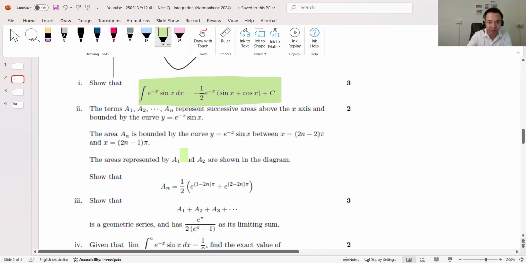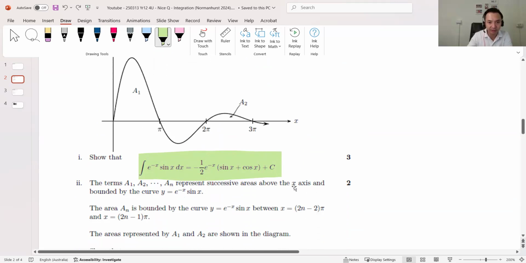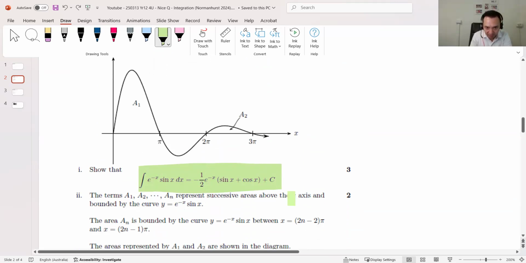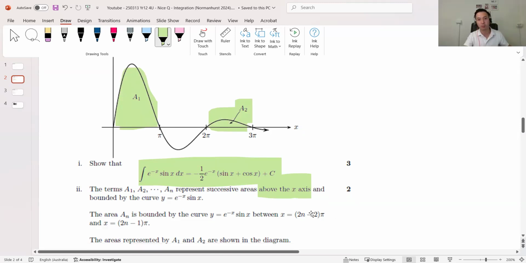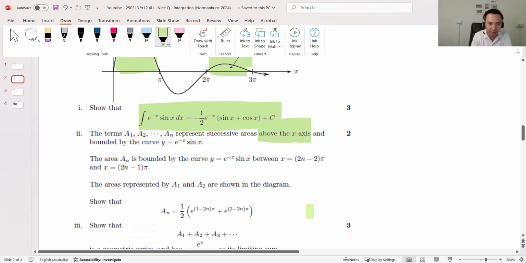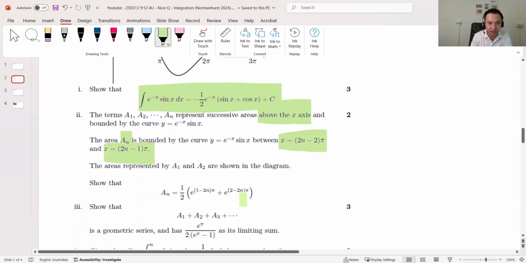And then it goes, the terms A1, okay, they represent successive areas above the x-axis. So they've defined A1, A2 as the area above the curve only, so they ignored the bottom, okay, that's important. And bound by that, the area AN is bound by these limits. Areas A1 and A2 shown, okay. Show that AN, so I'm just going to have to sub those limits into the integral. Okay, that's pretty straightforward, I think.